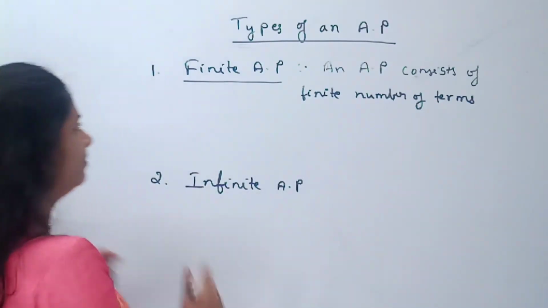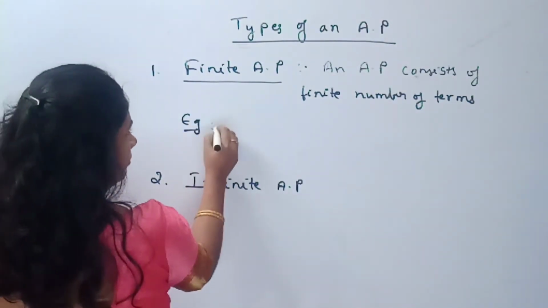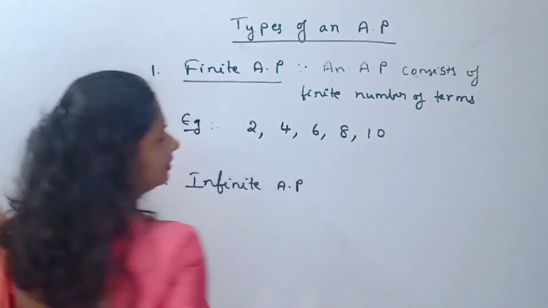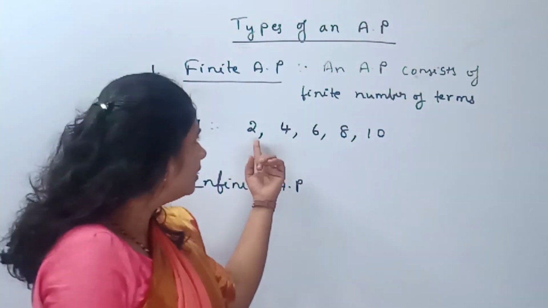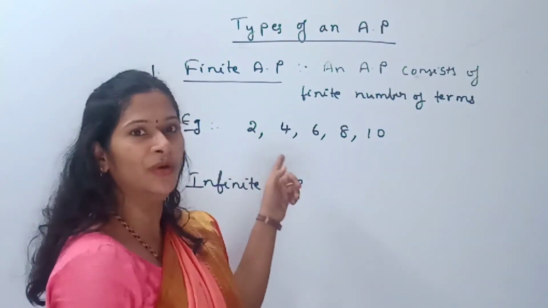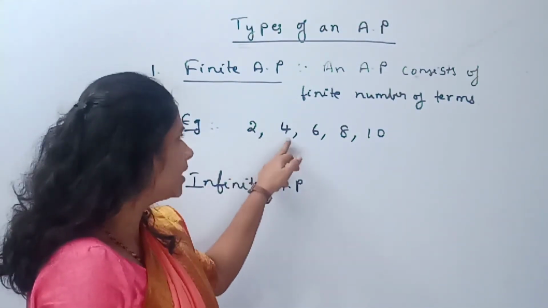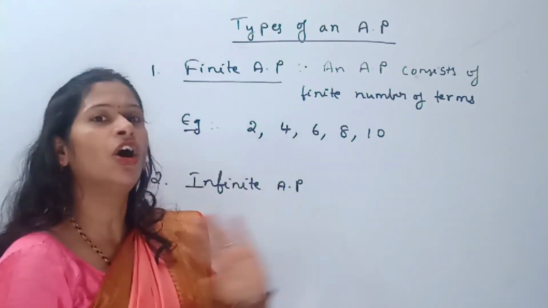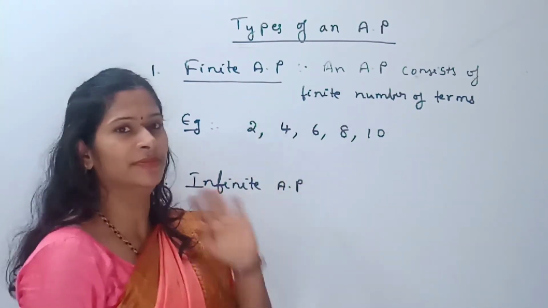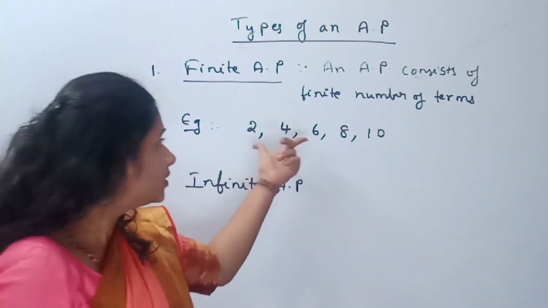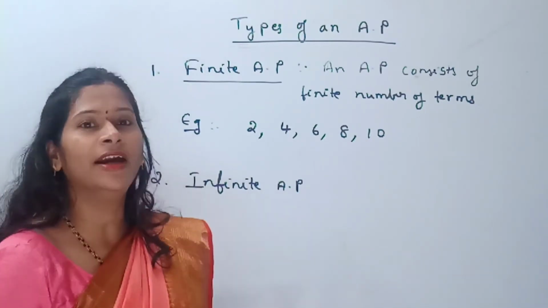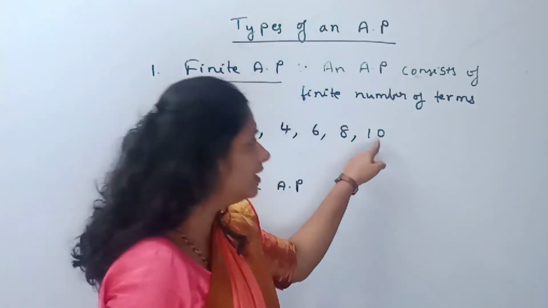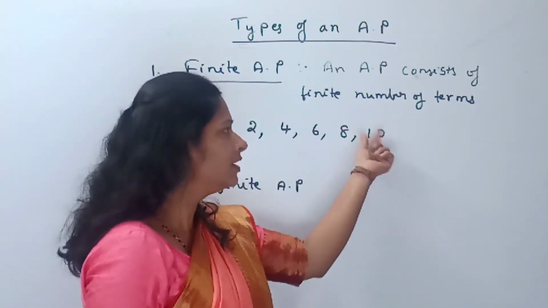Let me write one example: 2, 4, 6, 8, 10. Now you see here how many terms are there. You can count it, isn't it? The first term is 2, second term is 4, third term is 6, fourth term is 8, fifth term is 10. So there are 5 terms. You can count it. So such an AP is called a finite AP. And you are finding the last term here also. So what is our last term? It is 10.